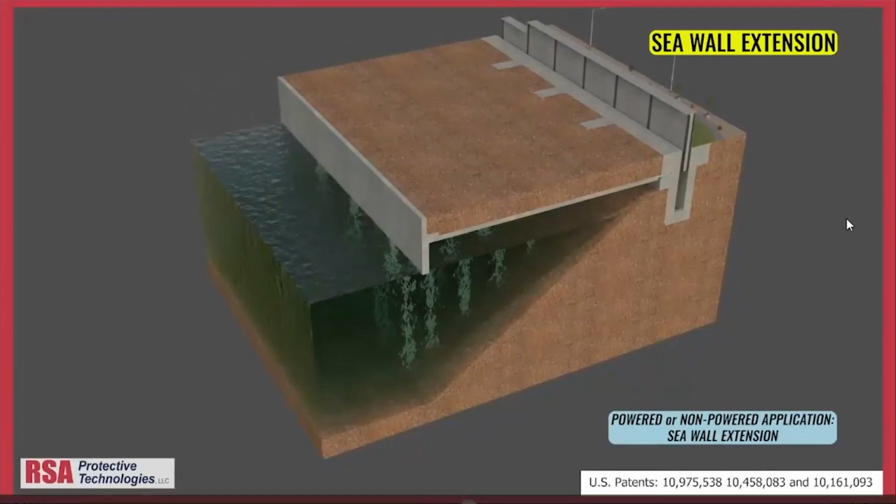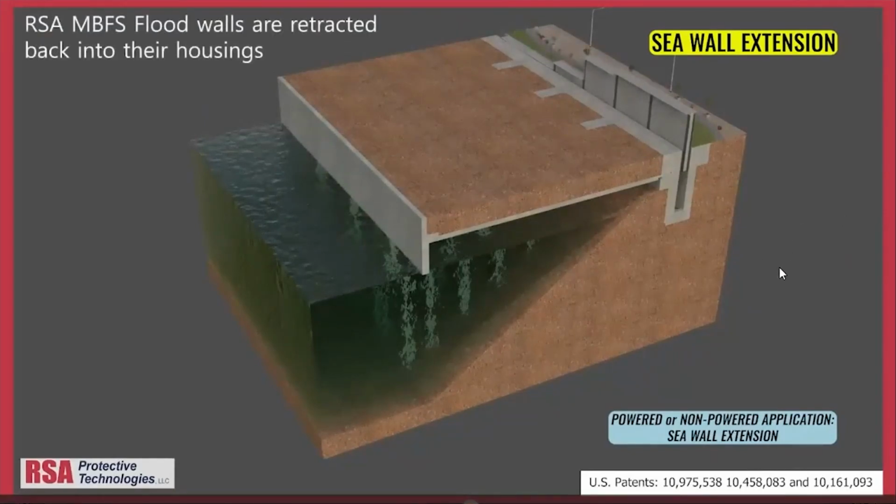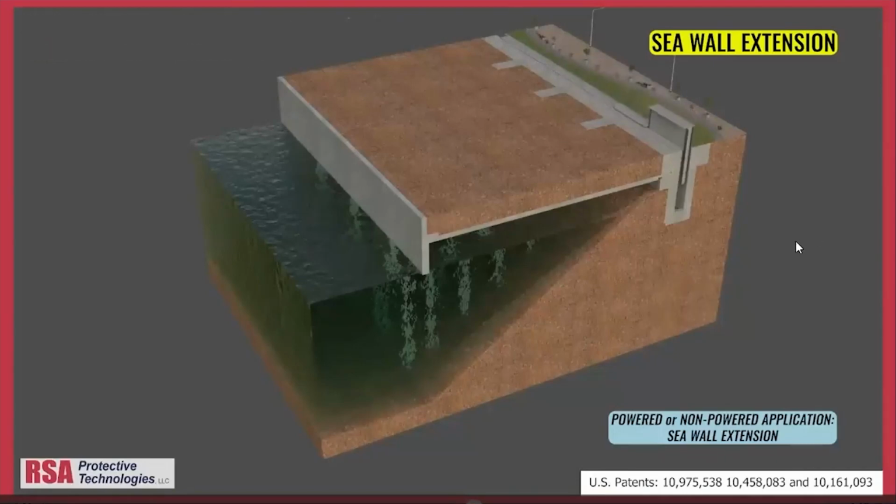Once water returns to the normal level, we retract the wall to give you a flat surface again. So it doesn't impede any of the pedestrian access to this area.